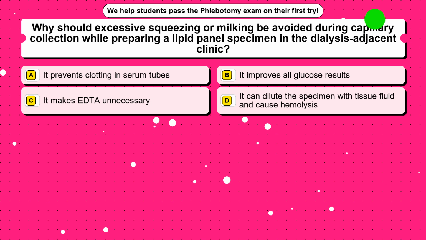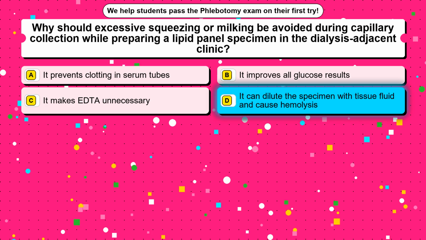Question 72. Why should excessive squeezing or milking be avoided during capillary collection while preparing a lipid panel specimen in the dialysis-adjacent clinic? Option A. It prevents clotting in serum tubes. Option B. It improves all glucose results. Option C. It makes EDTA unnecessary. Option D. It can dilute the specimen with tissue fluid and cause hemolysis.